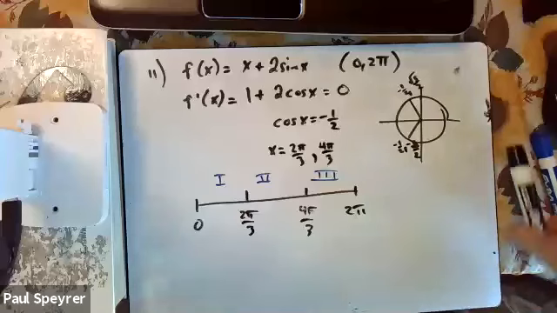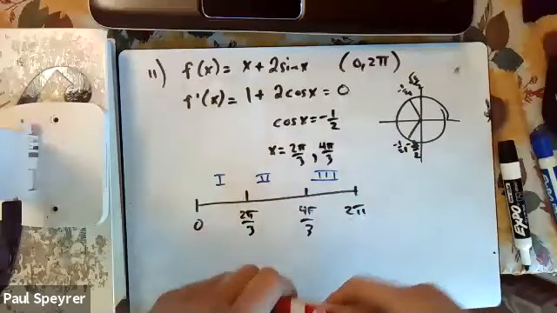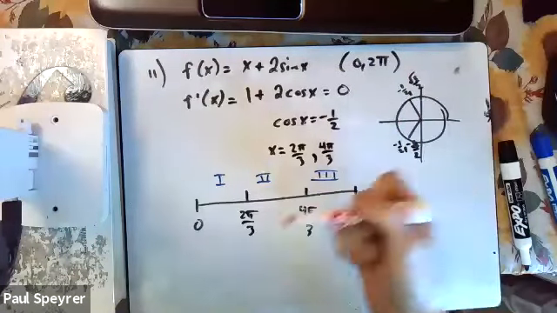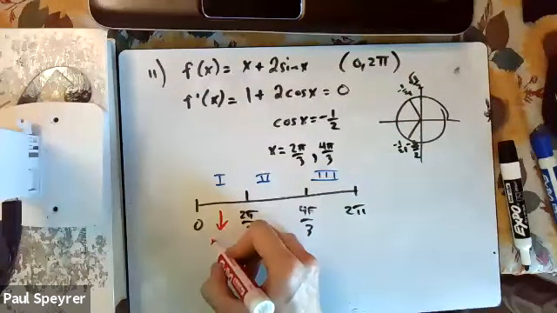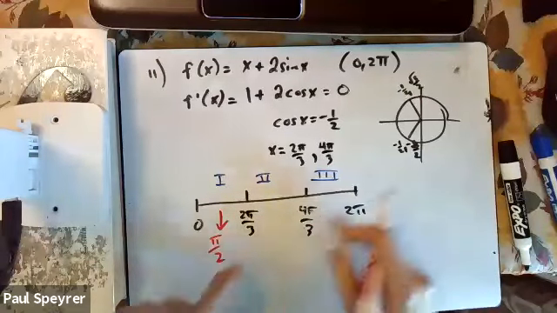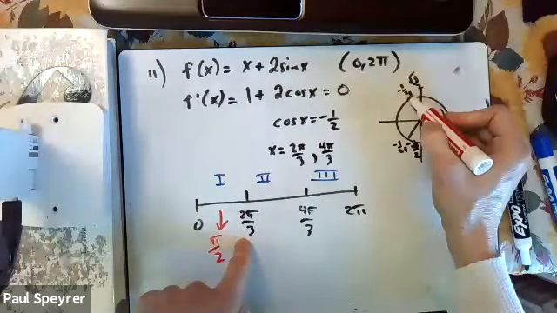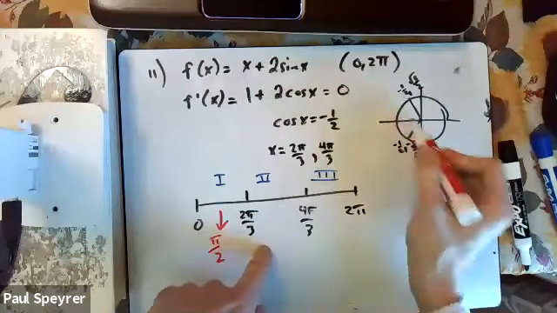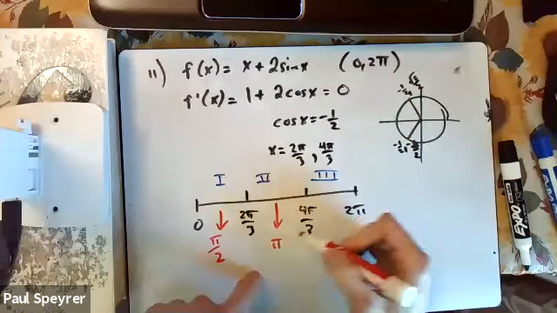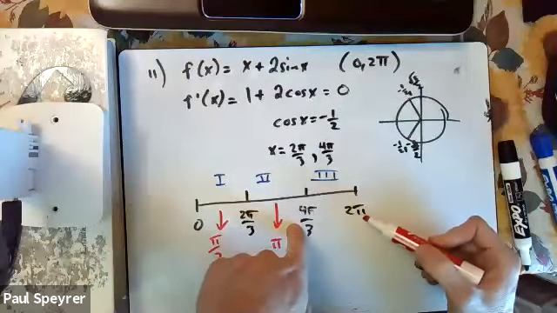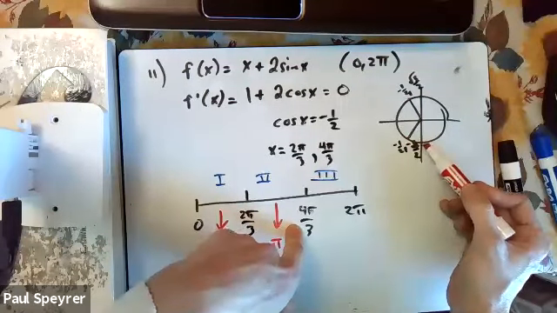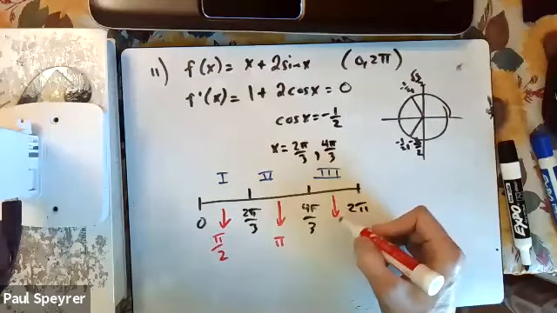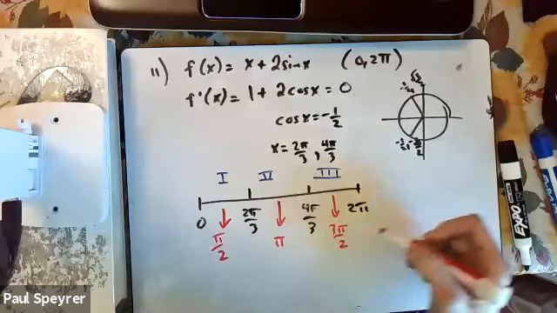So what are some nice test values that we can use between these regions? Well, between 0 and 2 pi over 3, why not use this one right here? What is that? That is just pi over 2. What about between 2 pi over 3 and 4 pi over 3? What's something nice between there? Pi, right? And something nice between 4 pi over 3 and 2 pi, between here and here, right? We could use 3 pi over 2.